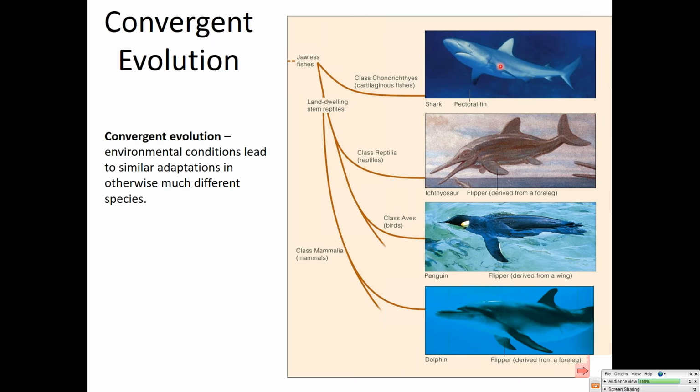For example, you have a shark, which is a fish. This is ichthyosaur. It's an extinct reptile. It was a marine reptile. This is a penguin, and this is a dolphin. All have streamlined bodies, all have fins or flippers. They all have similar features because they all live in the water. They all swim through the water, and so nature has selected upon them in a similar way, so they have developed these similarities. So they look similar even though they're not closely related to one another. So that's an example of convergent evolution.